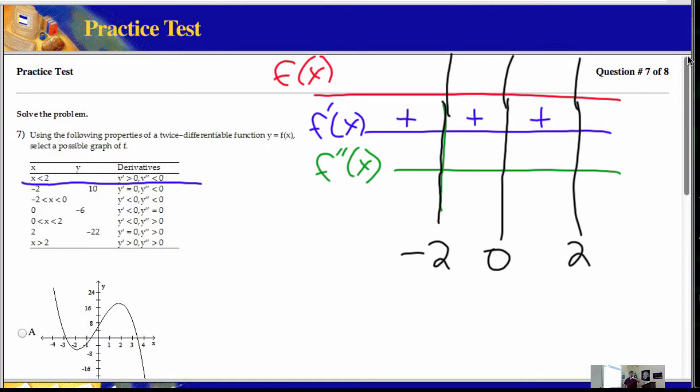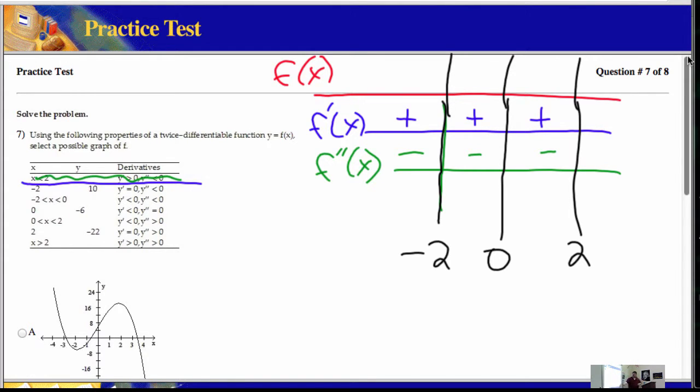And if they give us another clue, it says y double prime is less than 0. So what's y double prime? Negative. Okay? So now here I'm going to put negative, negative, negative. Now we may need to erase some of these things as we go through the list, okay? So now we're kind of done with that list.